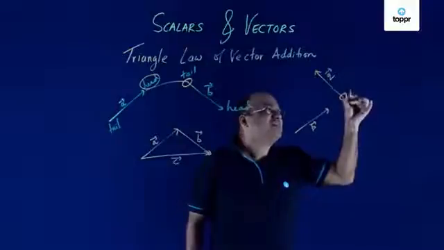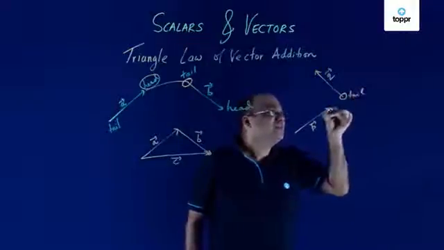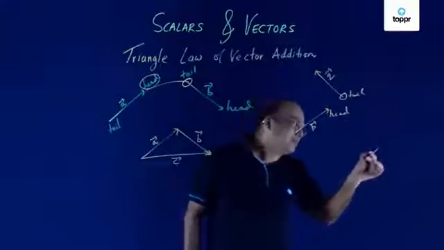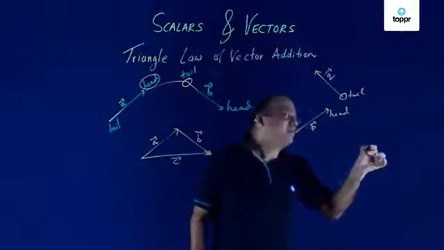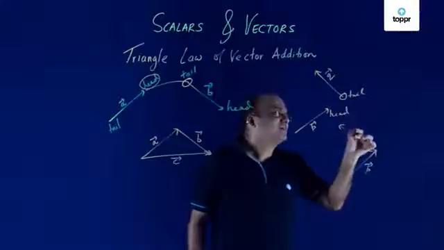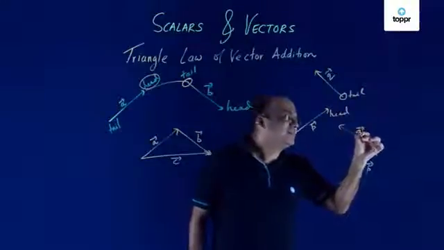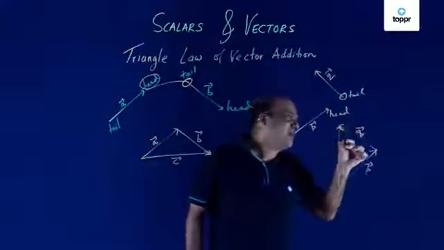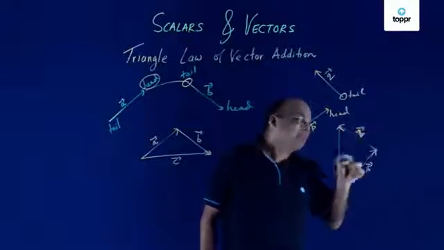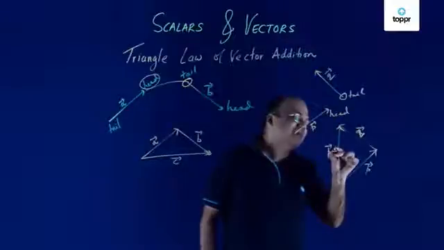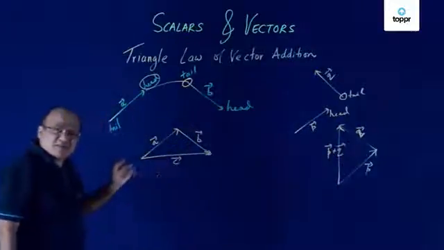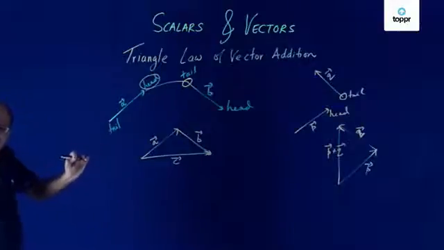So shift this tail to head of this. So this is the head of the first vector. So draw P vector. At the head of P draw Q vector. So this is Q vector. Join tail of the first vector to head of the second vector. This will give us P plus Q. So this is how we add free vectors by triangle method.